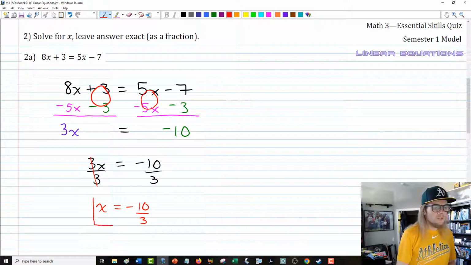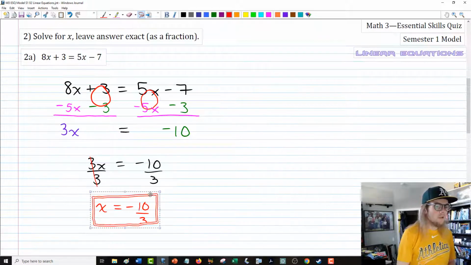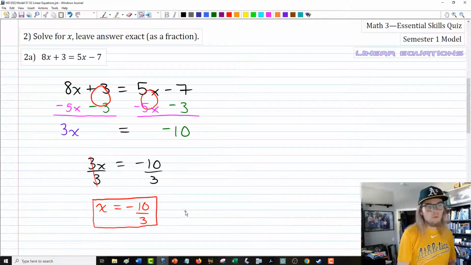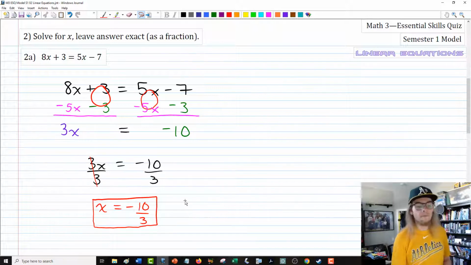If you wanted to express that a different way because you like to be different, that's cool. You could express that as negative 3 and 1/3. That'd be perfectly fine. It's a mixed number, still fractiony, still exact. But there's our fraction answer. So negative 10/3 is our answer to question 2a.